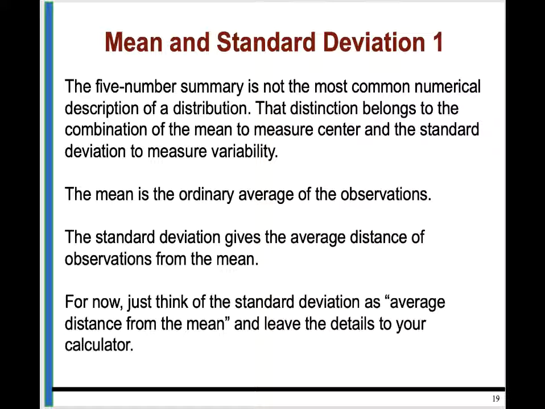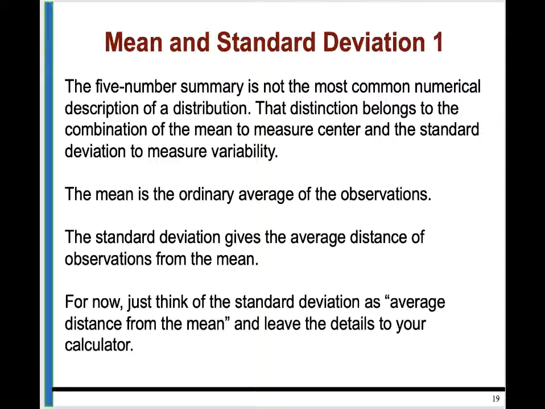The 5-number summary is not the most common numerical description of a distribution. Most of the time you see the average, or the mean, and the standard deviation. So what is the mean? Well, it's just the ordinary average of the observations. The standard deviation is providing us with the average distance of the observations from the mean.